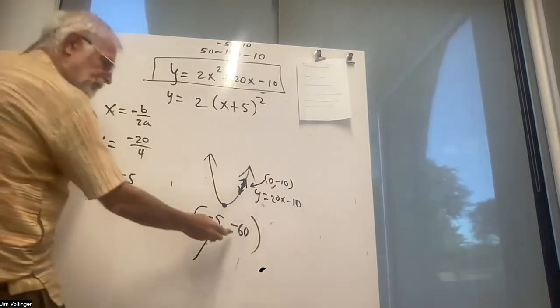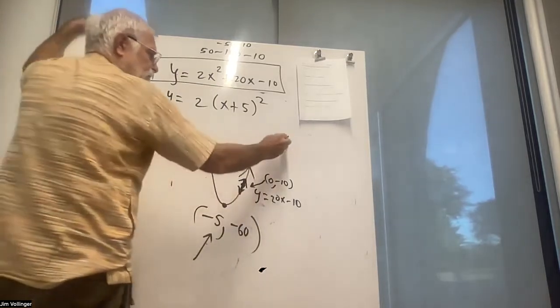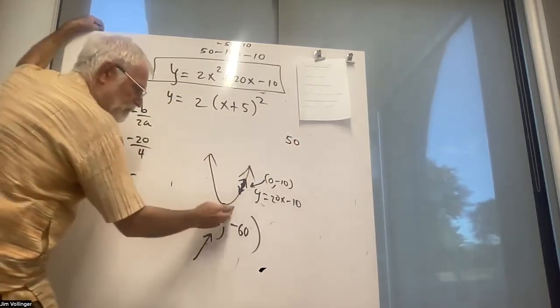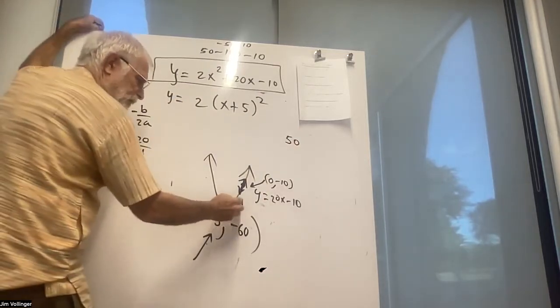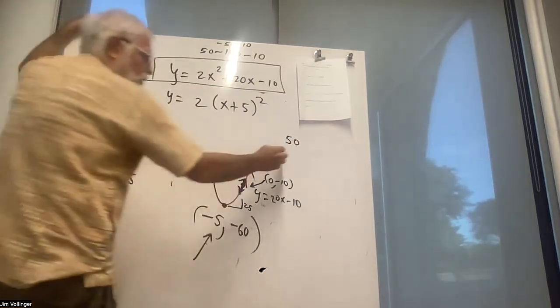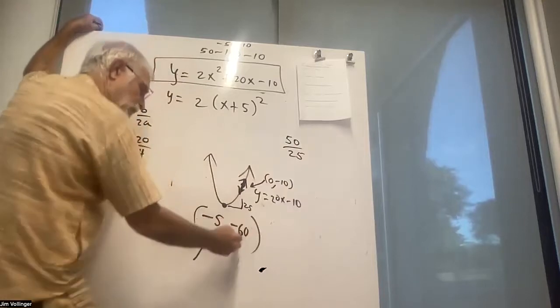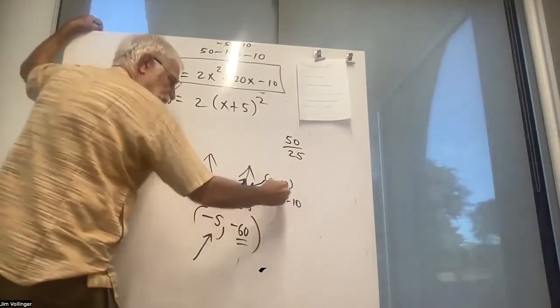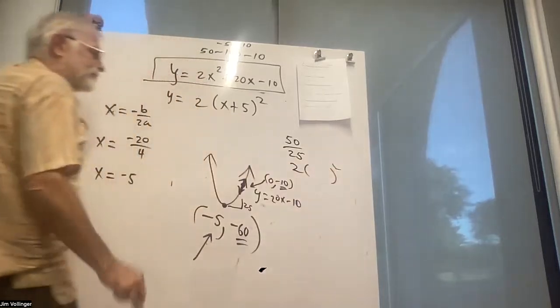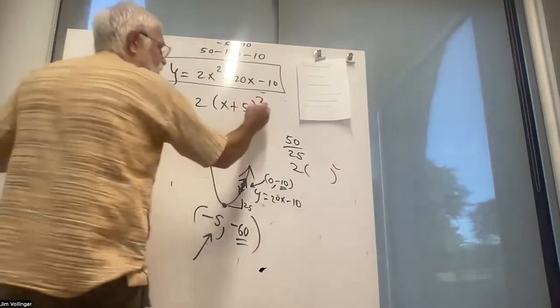And how far is it from -60 to -10? 50 units. So if I went over 5 units, I should go up 25 units. But I didn't go up 25 units. I went up 50 units from -60 to -10. That appears to be a doubling of the squaring process.